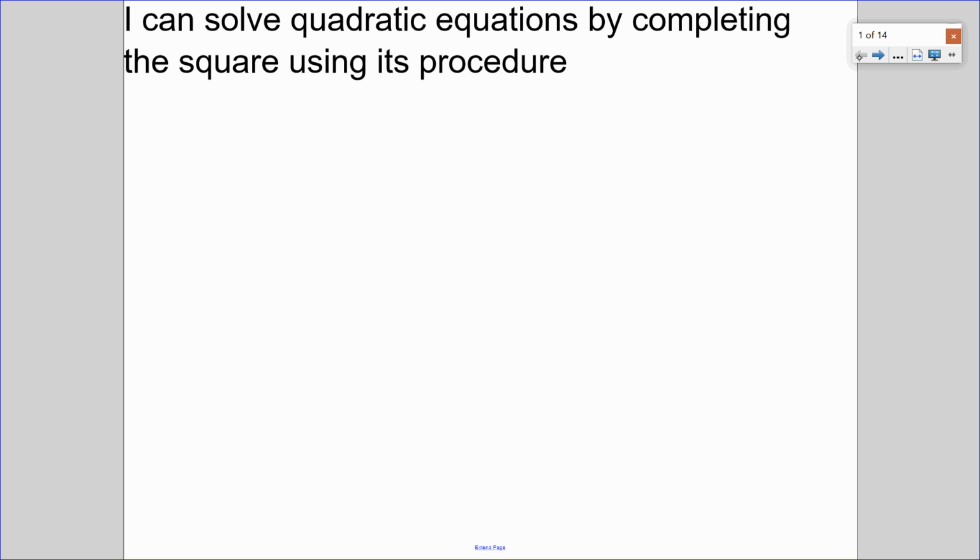The next lesson is just going to be practice using completing the square and quadratic formula. Then we're going to use those in the following lesson. So really not much new over the next few classes.